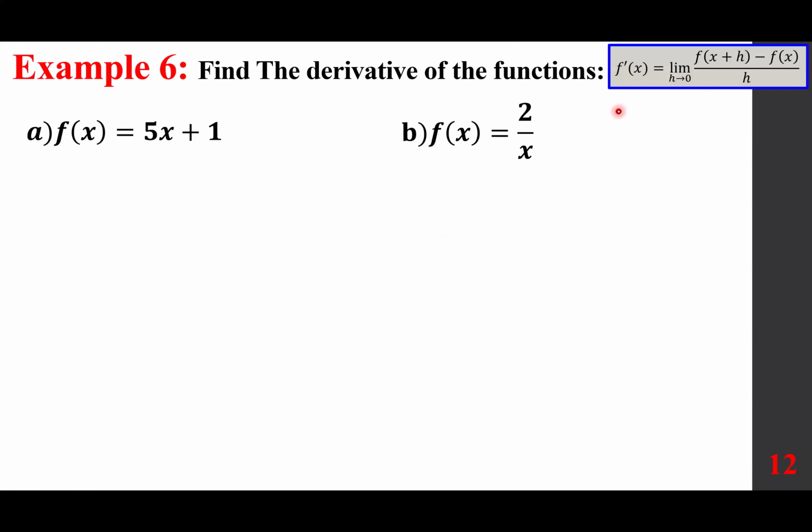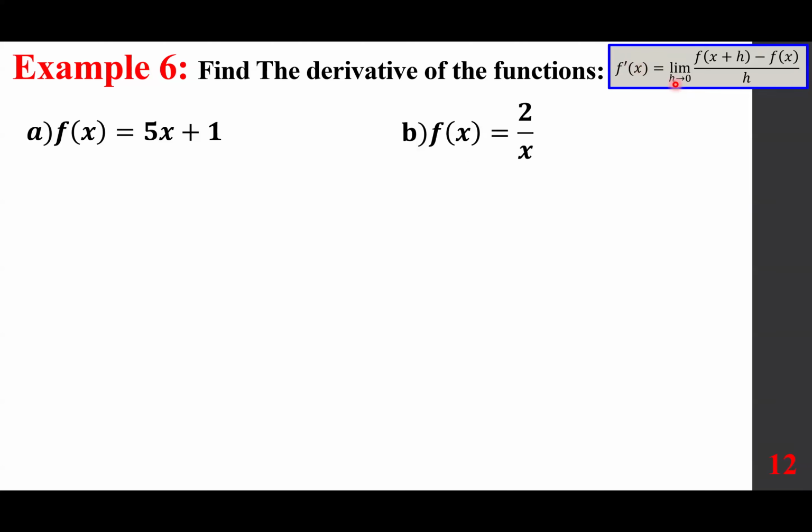Find the derivative of the functions. Part A, f of x equals 5x plus 1, and part B, f of x equals 2 over x. Class, this will be fairly easy as of next sections. We use formulas, but for now we have to go with the definition. So we follow this definition.